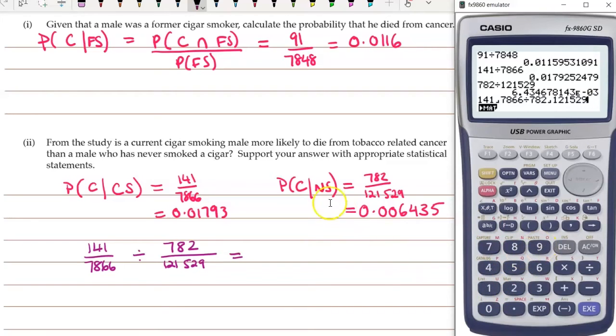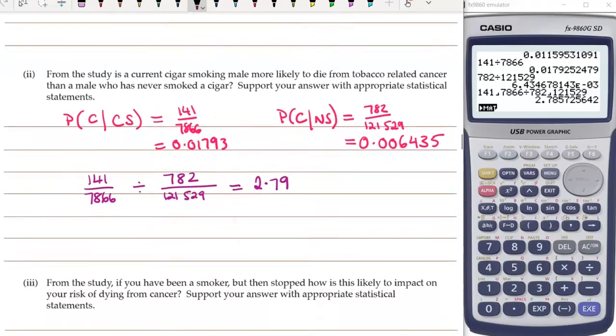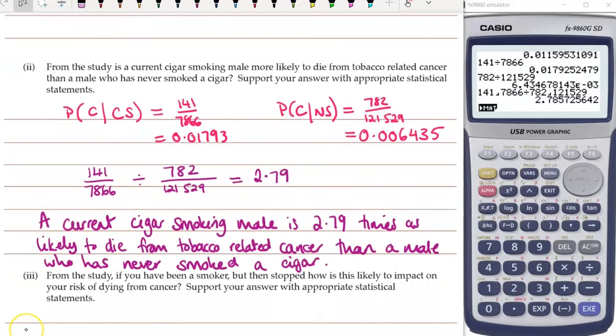Now we can see just from having worked out the numbers that their chance of getting cancer when they were a current smoker is more. We're just seeing how many times more. So that equals 2.79. Now let's write that as a sentence. That looks like this.